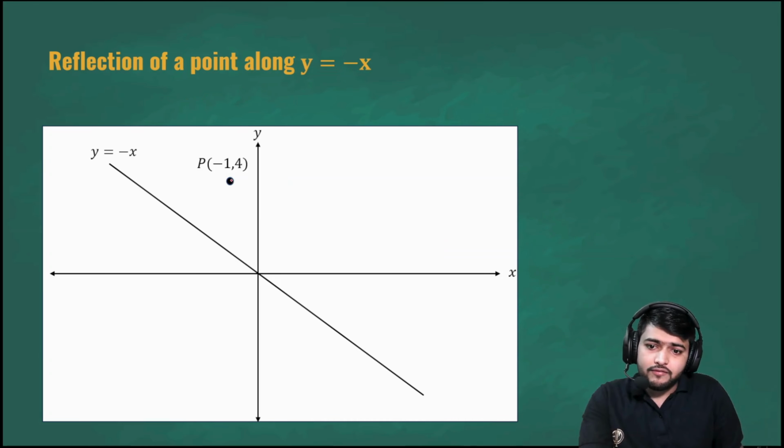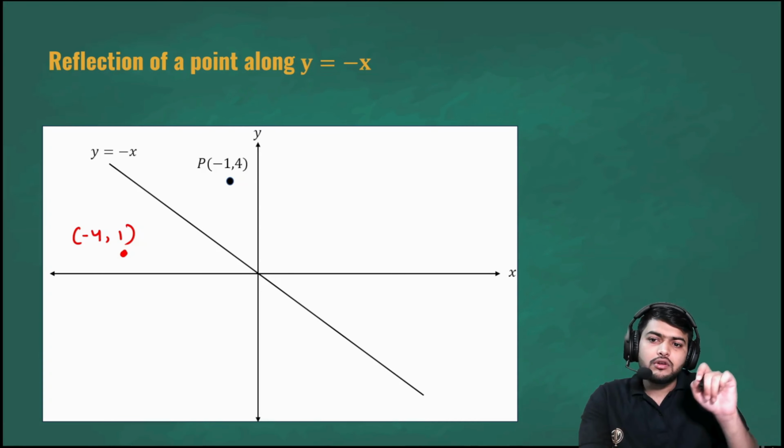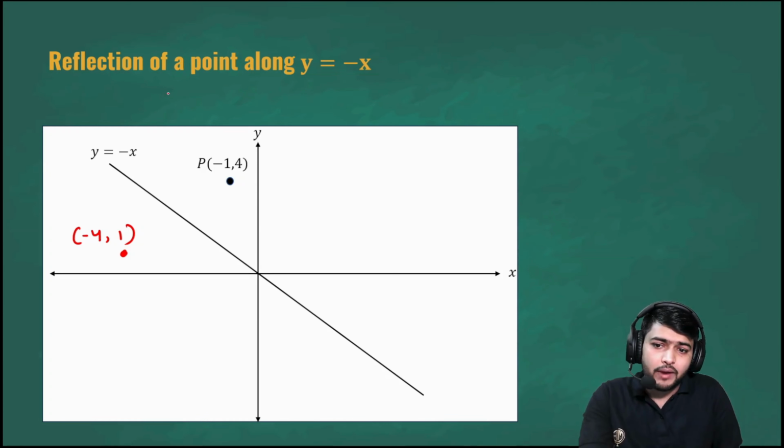If you are asked to find the reflection of this point along y is equal to -x, then where will the reflected point lie? It would lie somewhere here and the coordinates would be -4, 1. Now you have not only interchanged x and y, but you have also changed the signs of both x and y. So if you are reflecting a point along y is equal to -x, you first interchange x and y and then change the signs of both x and y. And you will get the reflected point.